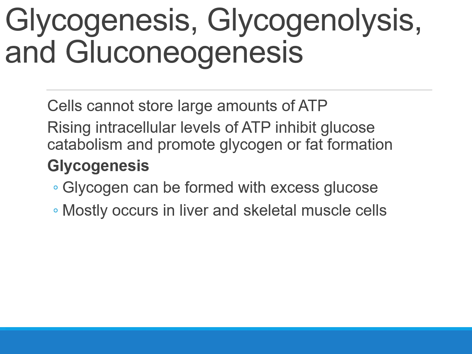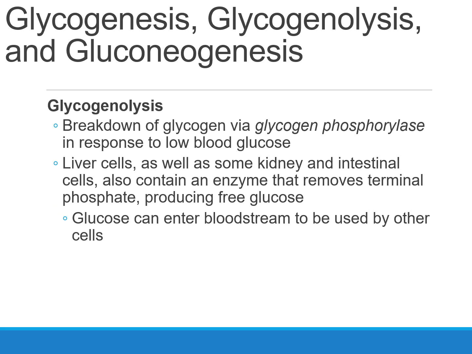So glycogenesis: glyco means glycogen, genesis means the beginning or the formation of. This is converting your excess glucose into the storage form of glycogen, which occurs in our liver and skeletal muscle cells. Glycogenolysis is the breakdown of that glycogen that we stored via glycogen phosphorylase, which is the enzyme that breaks it down whenever we don't have enough glucose in our blood. So when we don't have enough sugar in our blood, we break down our storage form of glucose from our liver and our muscle cells.